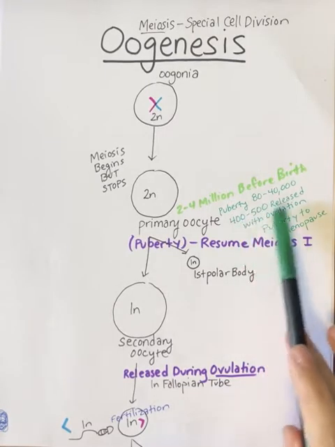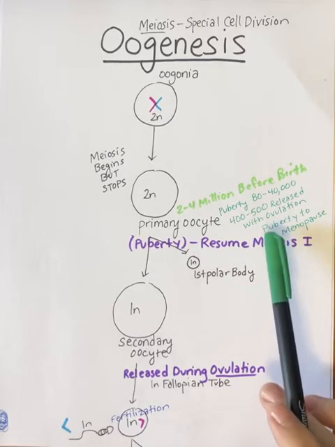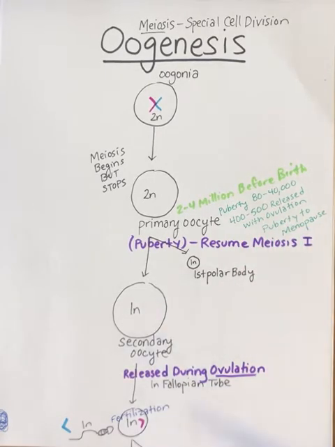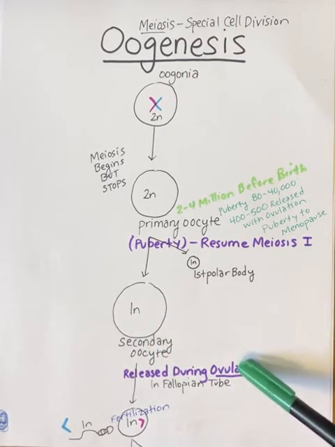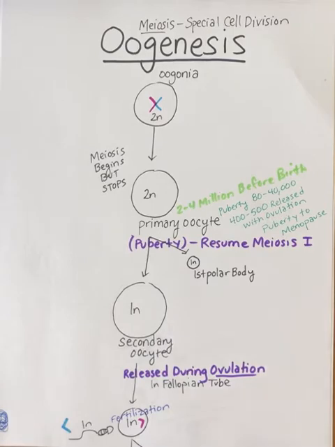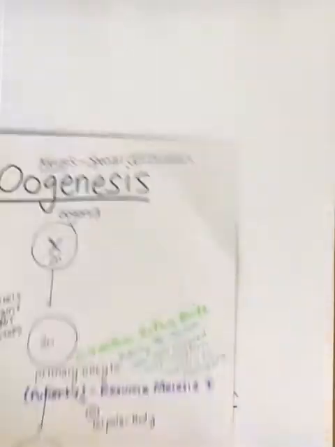So 400 to 500 are released from the time you hit puberty until you hit menopause, when you quit releasing these. But only one technically is released during ovulation, even though 20 to 30 are going to mature in the ovary. But only one will make it for ovulation. So what I need to go over is the ovary, which is the primary sex organ of the female. When we look at an ovary, there's a lot that's going on.